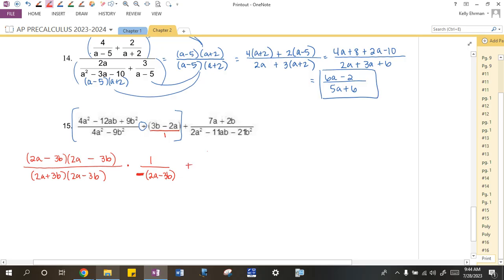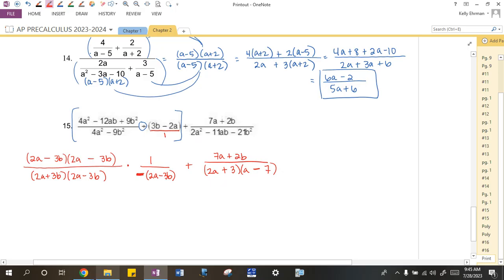And then we haven't done anything with the second part, but I do just want to factor its denominator to see what we have going on over here. So 2a squared has to be split into 2a and a. 21b squared, so it's got to be 7 and 3. If we put the 7 out here, we'll get 14 and 3, which will give me 11. So minus 14 plus 3.